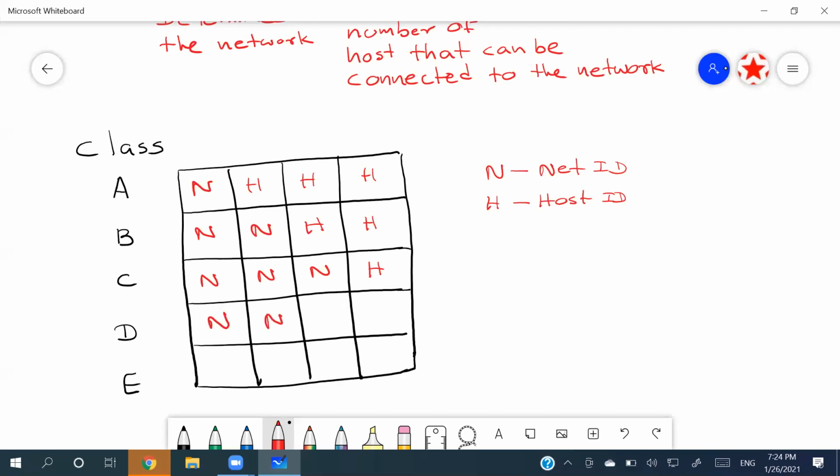In class D, all 4 are vacant to represent the net ID. And class E, we say it is there for special purposes, which we are not going to describe. Even I haven't searched about these class E IP addresses. So in our syllabus, we are going to discuss about these three classes.